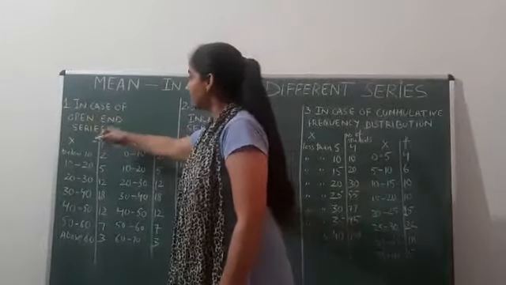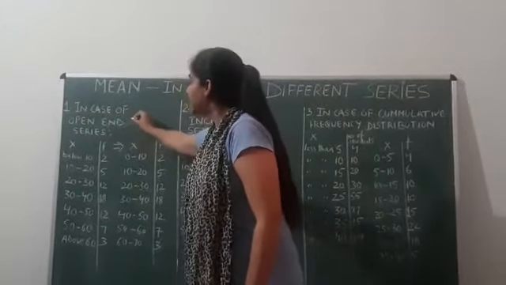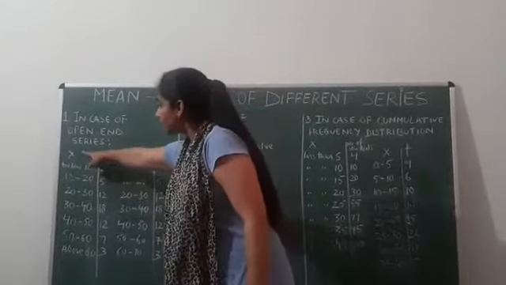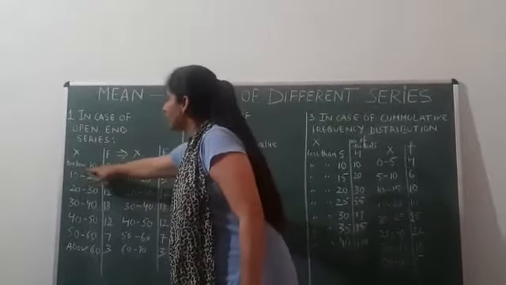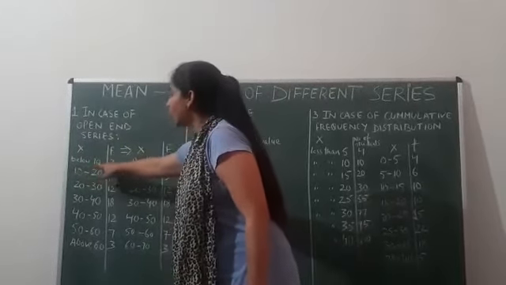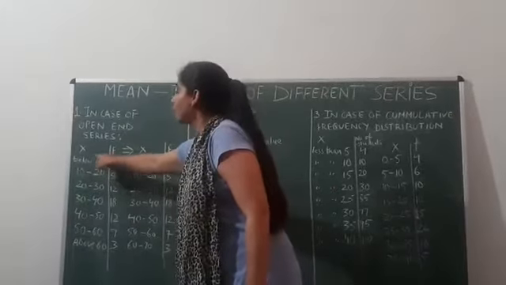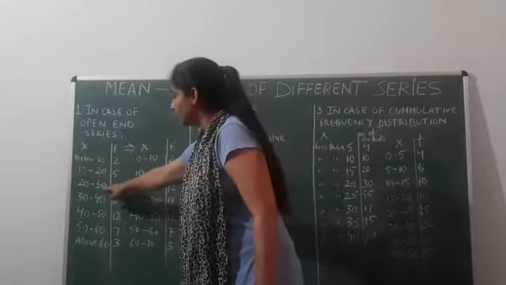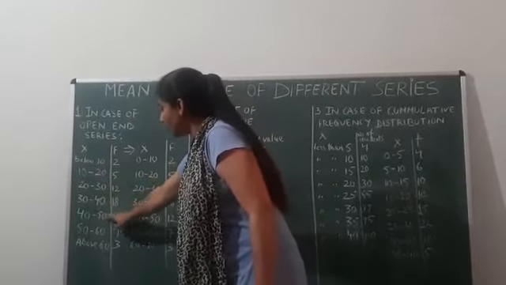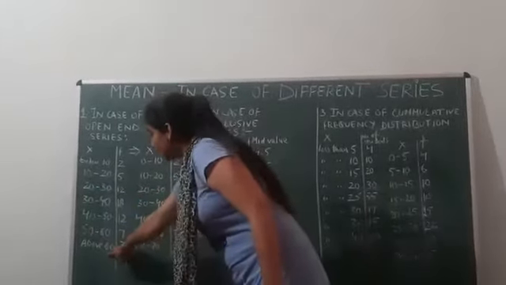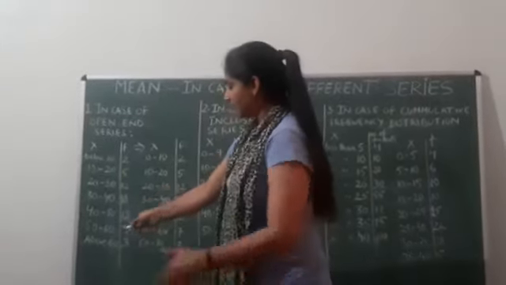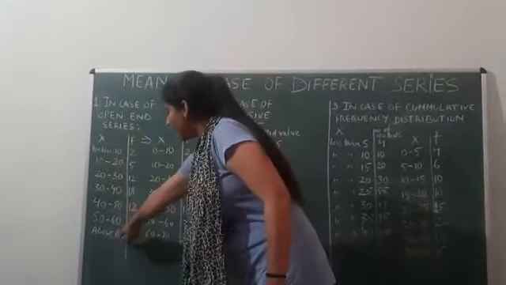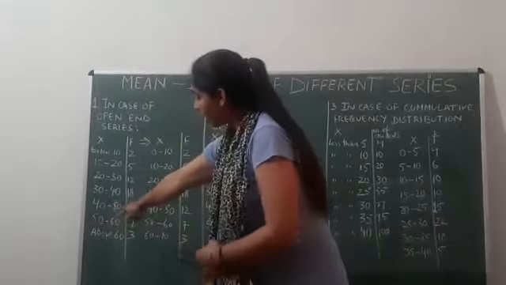So the very first series is the open end series. Now what is an open end series? You can see the statement. Here x is given and the very first class interval is written as below 10. Only 10 is given, but what is below 10 is not given. Then the series is complete in between: 10 to 20, 20 to 30, 30 to 40, 40 to 50, 50 to 60, and in the end it is given above 60. So only the first class interval is below 10 and the last interval is above 60.